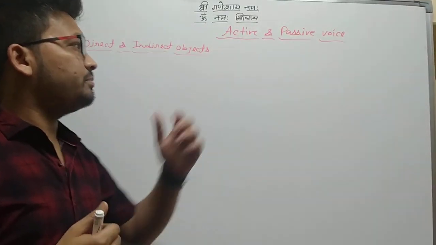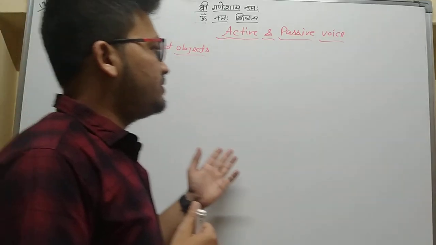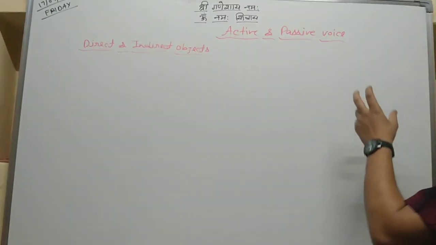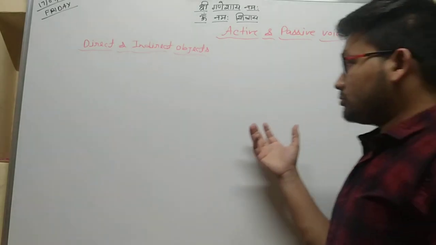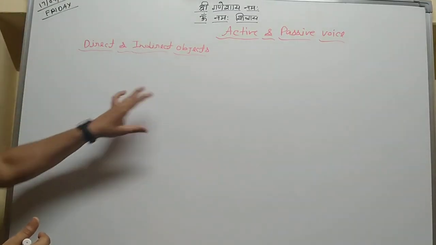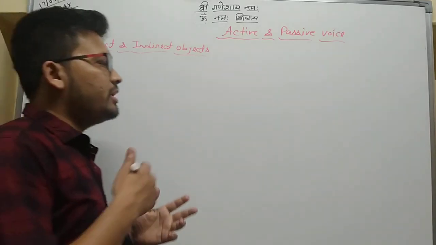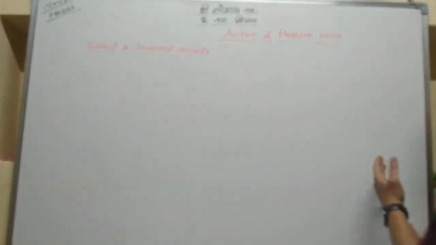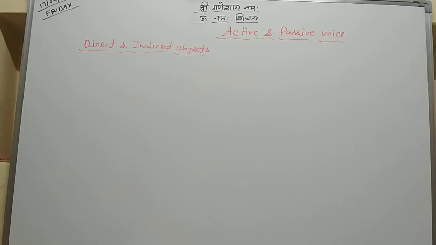Today we will talk about our second part, active and passive voice. In the first video, we discussed what active and passive voices are and why we need them. We also saw many kinds of active and passive sentences, and how to convert active to passive voice. Let's start with direct and indirect objects.